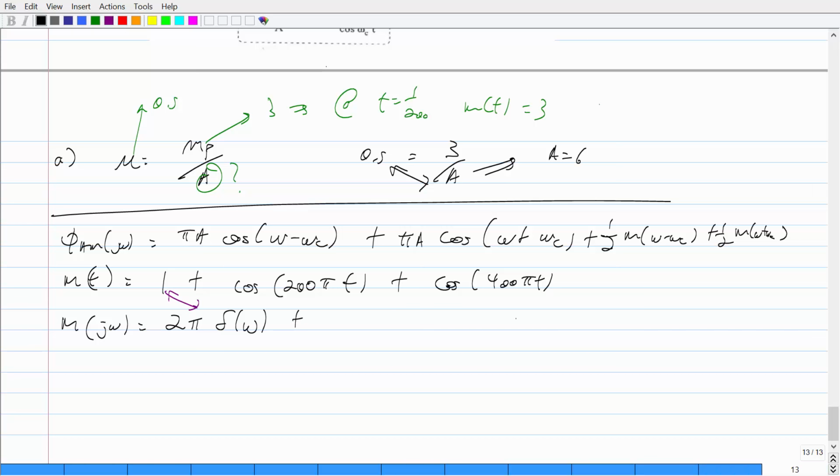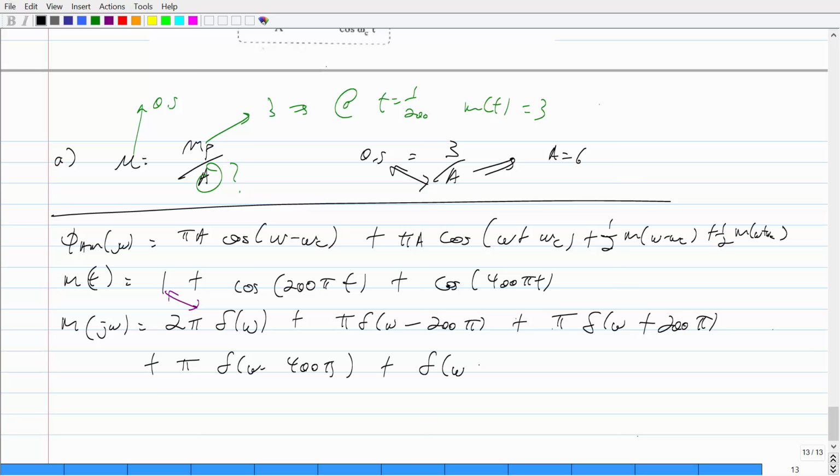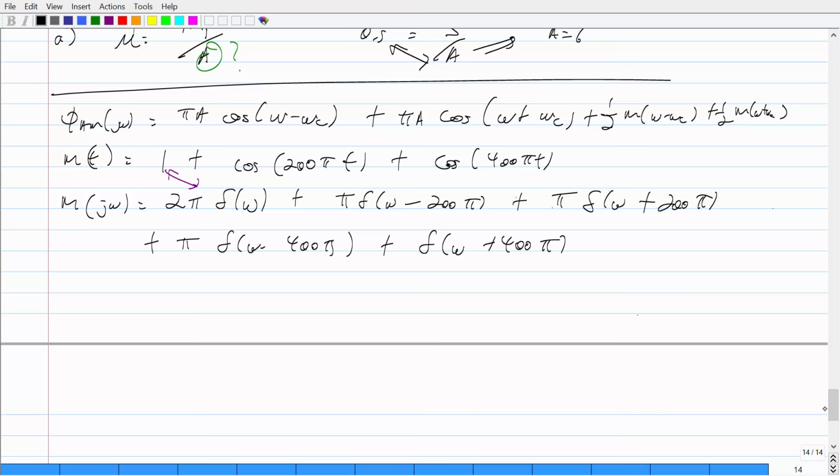The next one is very simple. Remember, there are 2 impulses. This is going to be plus minus 200 pi, and then each of them is going to be scaled by pi. So we're going to get pi delta omega minus, plus, omega plus. And then we have another couple: it's going to be pi, and then we have one at 400, and then another at minus 400. So this is what the original message spectrum looks like.